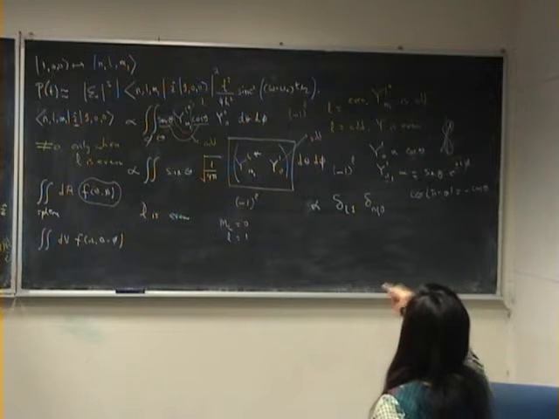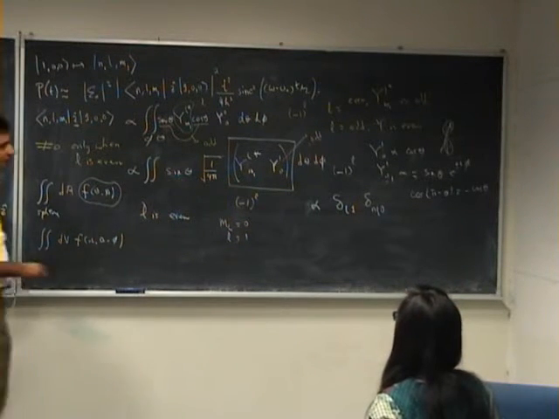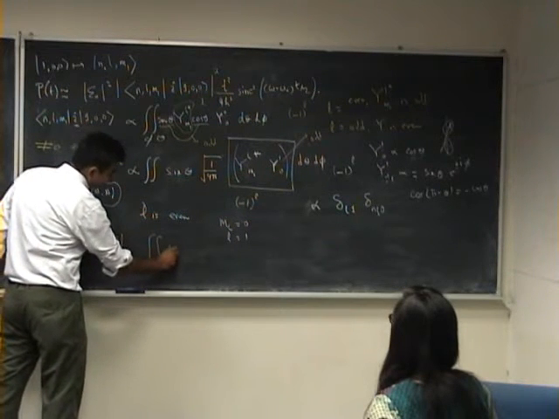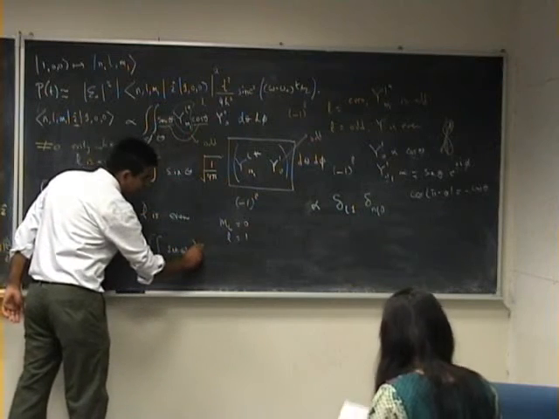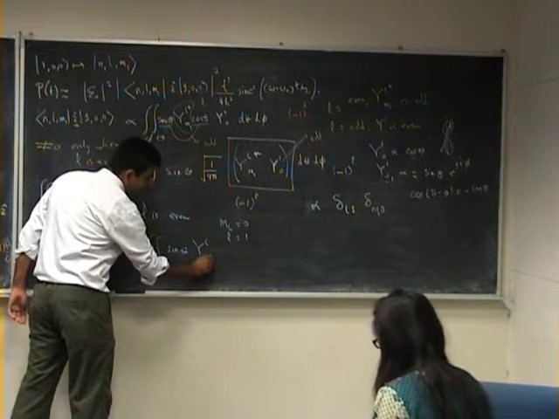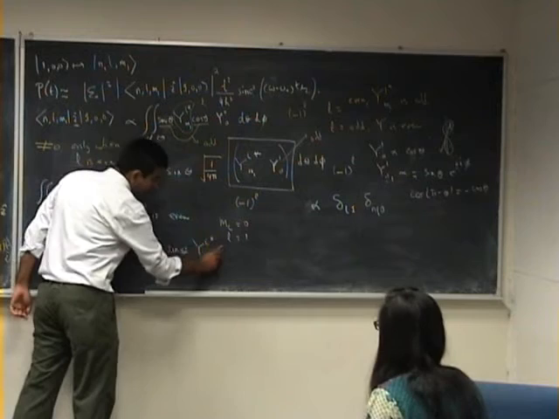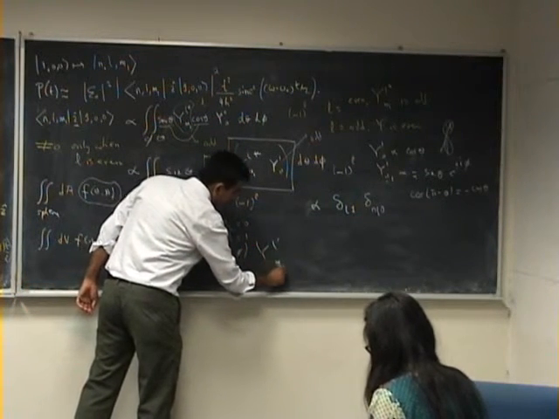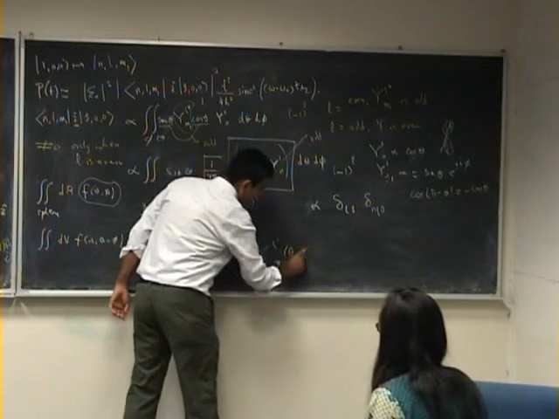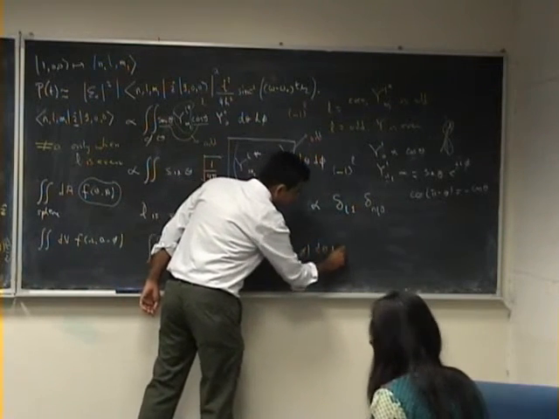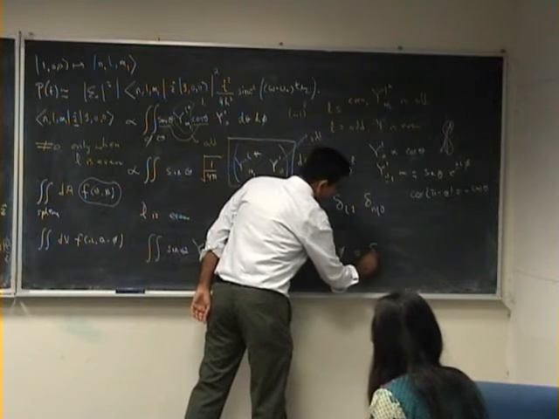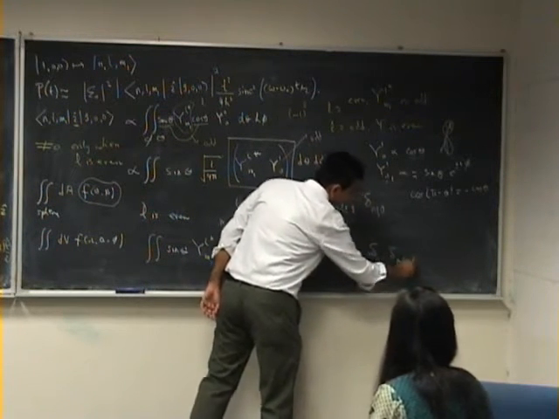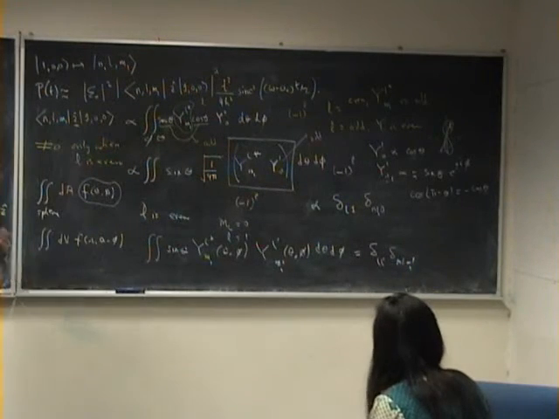Sorry, how did you replace y with delta? Because spherical harmonic functions are orthogonal functions and we have the relationship: the integral of sin theta, Y l m l complex conjugate function of theta phi, Y l dash m l dash function of theta phi, integrated over theta and phi gives us delta l l dash delta m l m l dash. Okay, because these are orthogonal functions.